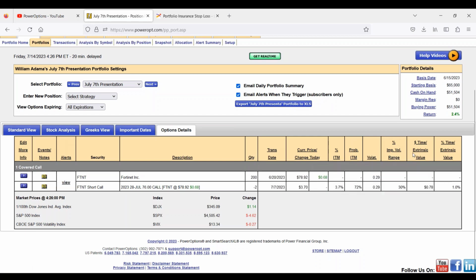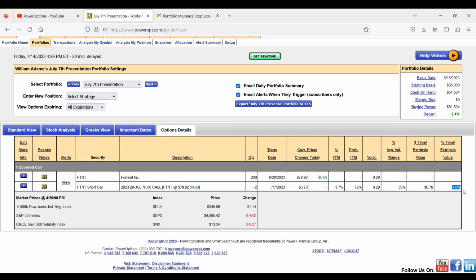The percent implied volatility range shows where the option's implied volatility is now compared to where it has been over the life of the option. And then, of course, the time and intrinsic value and the percent extrinsic value, the time extrinsic value and the percent time extrinsic value.